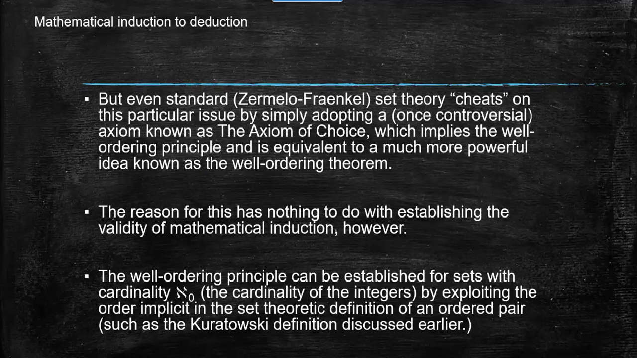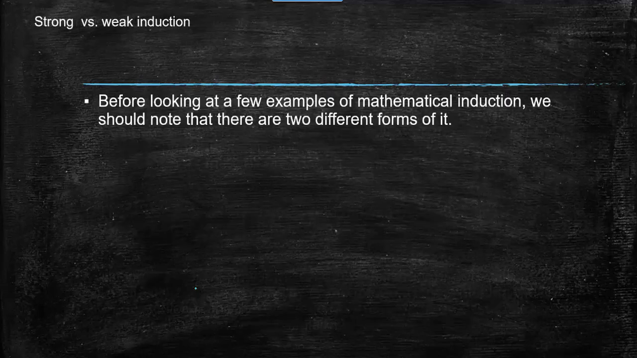The well-ordering principle can be established for sets with cardinality aleph null. That's the Hebrew letter, the first letter of the Hebrew alphabet, aleph. And aleph null, as we'll see later, is the cardinality of the integers. So as you know, the integers are an infinite set, so this is a particular infinite cardinality, which we'll be talking about more later.